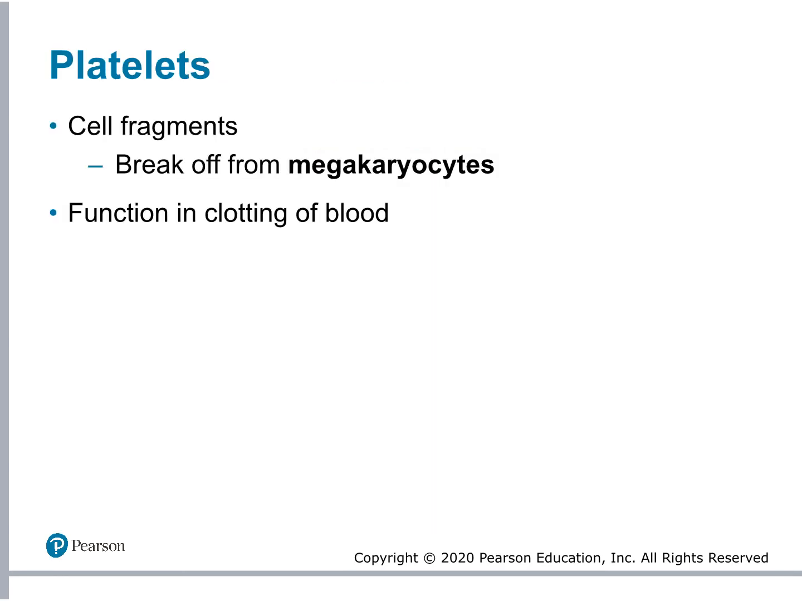The last of the formed elements are the platelets. And platelets actually come off of a large cell called the megakaryocyte. So there are stem cells that differentiate and become megakaryocytes in the bone marrow. And then the megakaryocyte breaks down into little tiny fragments. And those fragments are the platelets. And these platelets are also known as thrombocytes.